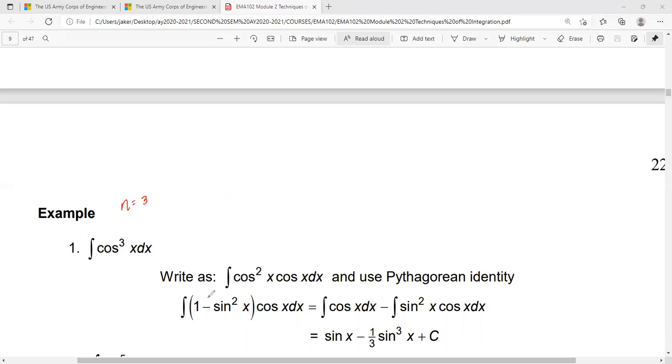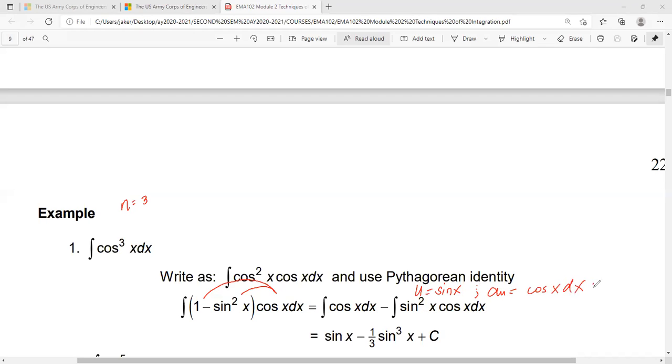Now, you will distribute next the cosine of x function here to the 1 and the sine squared of x, yielding this integral that you have in here. The purpose is, for this one, it's readily integrable to the sine of x, while the purpose of this cosine x is to represent the derivative of the sine of x. Because in here, you're already using substitution. Your u is the sine of x, and it follows that its du is the cosine of x dx.